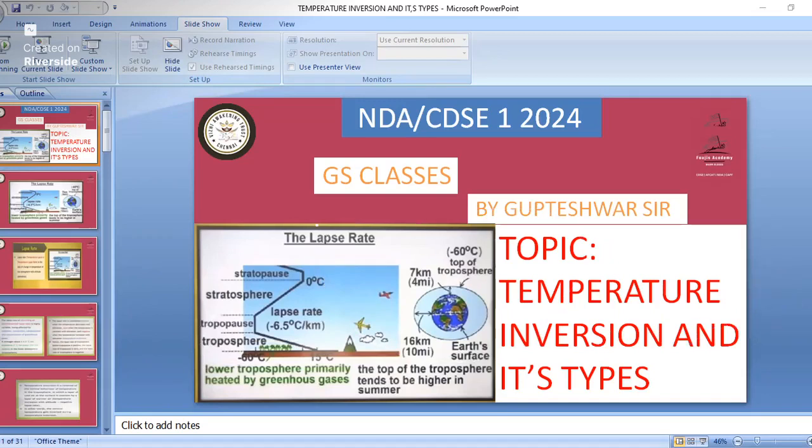Mostly, temperature inversion we won't have in the coastal area. Why won't we have temperature inversion in the coastal area?